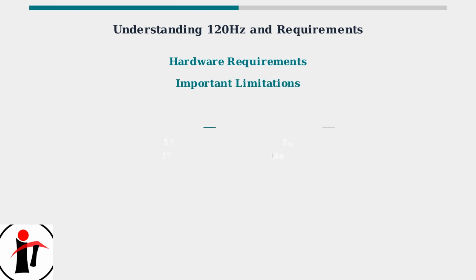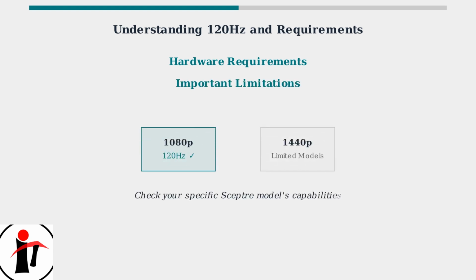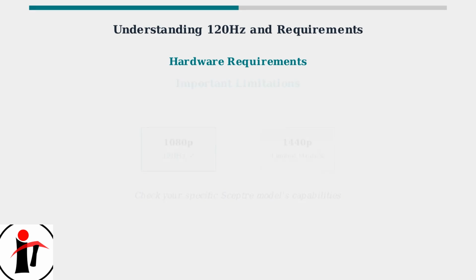Keep in mind some important limitations. Many Sceptre monitors may limit 120 Hz to 1080p resolution, while 1440p or higher resolutions typically require higher-end monitor variants. Always check your specific model's capabilities before expecting full 120 Hz performance at all resolutions.